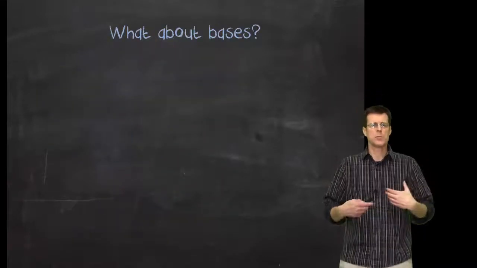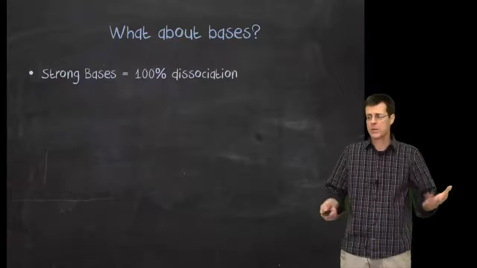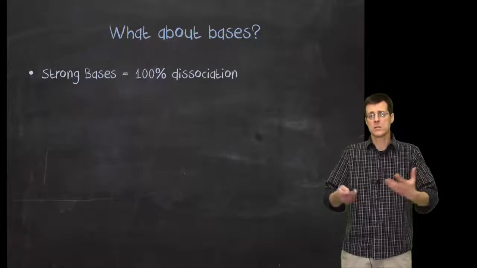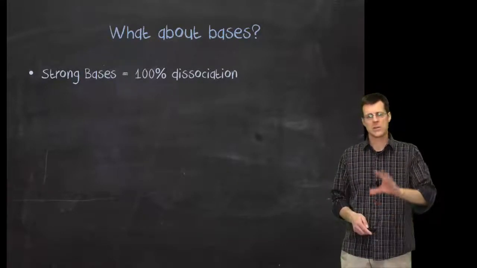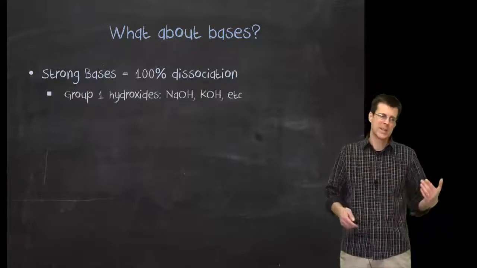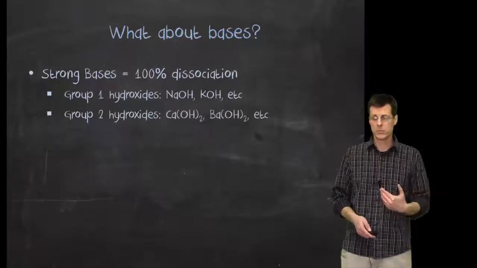Okay, bases. We've been talking all about acids, now bases. Well, bases are similar, right? They're going to have equilibrium, and they're going to have equilibrium constants and formulas and all that other stuff. They're going to have a pH to find. We'll talk about those in a little bit more detail and the things that we need to do for bases, but we have strong bases. And the list of strong bases is kind of a short one. It's group 1 and group 2 hydroxides.